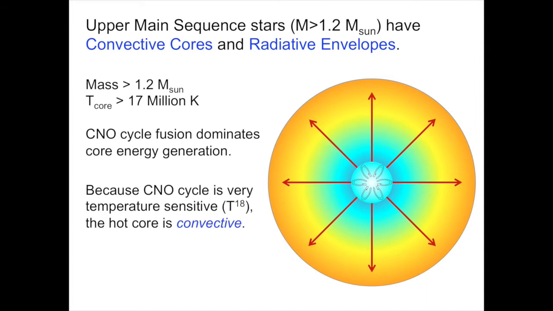Because the CNO cycle is extremely sensitive to temperature, it goes like temperature to the 18th power, the hot core is extremely convective. It's basically unstable to convection and is boiling and roiling away. It generates so much energy pumped into the envelope that the envelope is less dense, a bit more extended, and so becomes radiative. Radiation or photon transport is the dominant way to get energy from the fusion in the convective core out to the surface. This is, again, exactly the opposite of what we see in the lower main sequence.